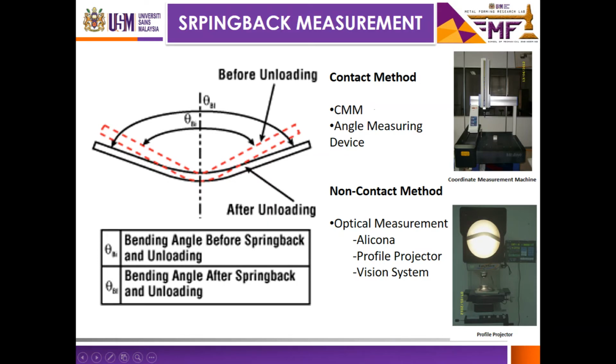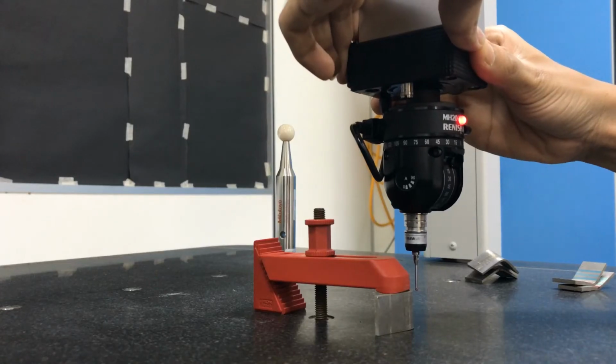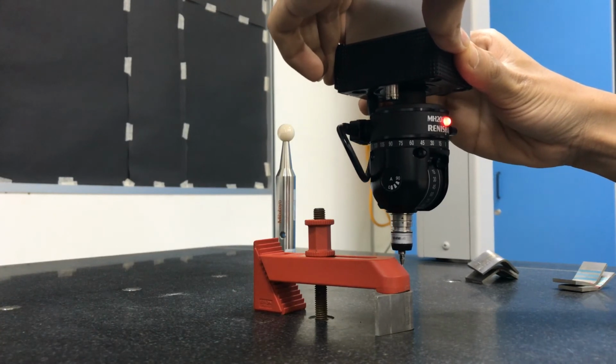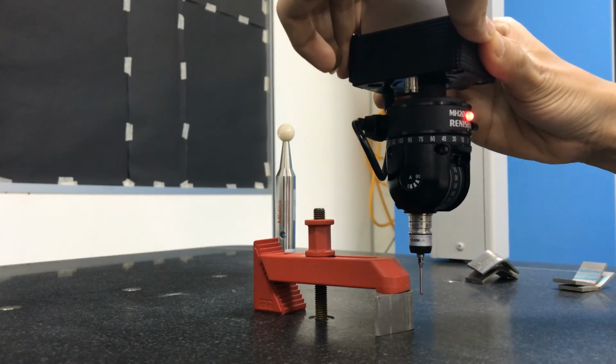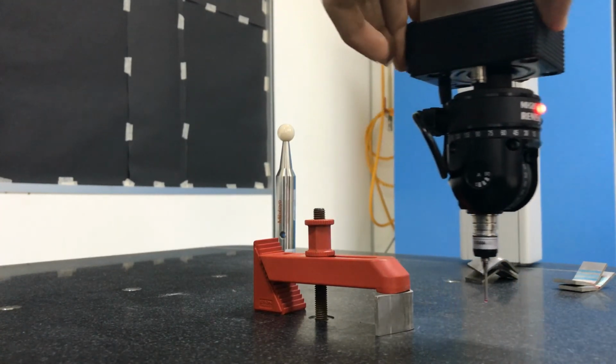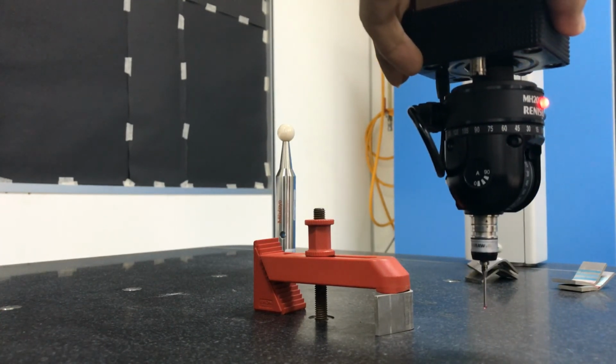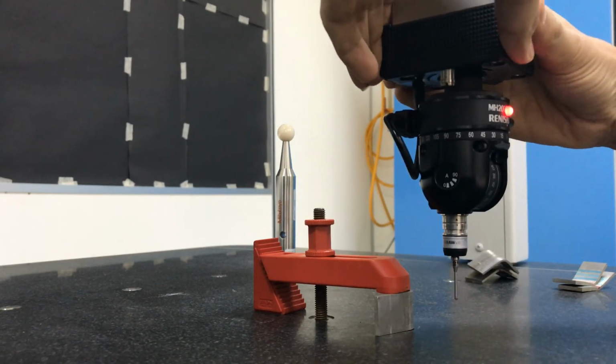Springback can be measured using various methods, whether contact or non-contact. As mentioned in the previous slide, two values need to be determined, which are the angle after full loading and the angle after unloading. At the school we have a few pieces of equipment that can be used to measure the springback, covering both contact and non-contact methods. Alicona, profile projector and vision system are among the non-contact methods, while the coordinate measuring machine is one of the contact methods. In this study, we will use the CMM for the measurement. The following video will demonstrate the procedure.